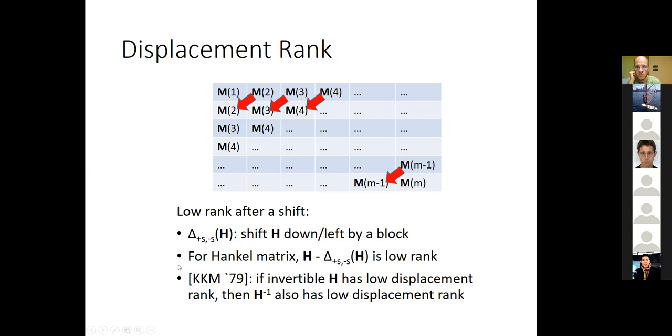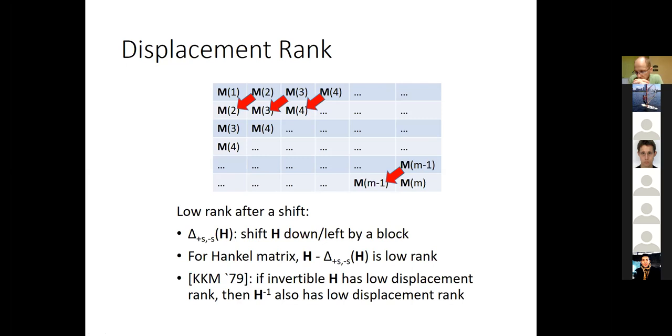And there's this result from the first super fast solver by Kailath, Kung, and Morf, who showed that if an invertible matrix has low displacement rank, then H inverse also has low displacement rank. There's actually a very nifty proof of this, which I will skip.